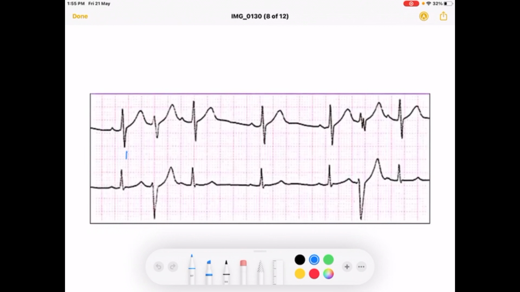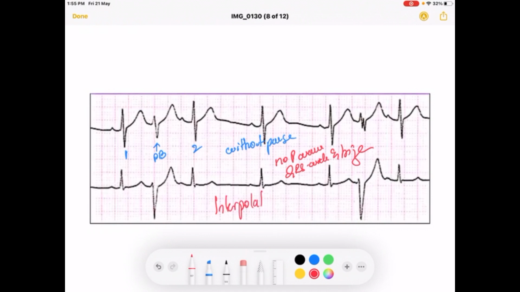Here again normal beat, premature beat, normal beat without pause. There is no pause, and again no P wave. QRS is wide and bizarre. So again the origin is from the ventricles. Since there is no pause, this is again an interpolated ventricular premature beat.